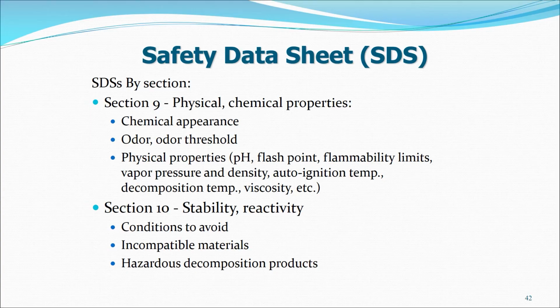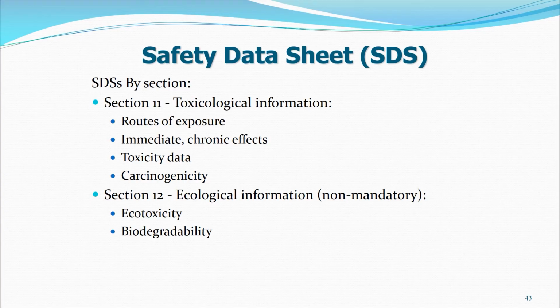Section 10, Stability and Reactivity, lists chemical stability, the possibility of hazardous reactions, conditions to avoid, incompatible materials, and hazardous decomposition products. Section 11, Toxicological information, includes routes of exposure, symptoms, immediate and chronic effects, available toxicity data, and whether the chemical is considered to be a carcinogen. Section 12, Ecological information, which is non-mandatory, would include aquatic and terrestrial ecotoxicity, bioaccumulative potential, and ecological persistence and degradability.